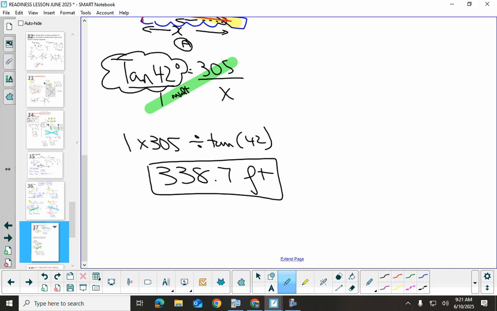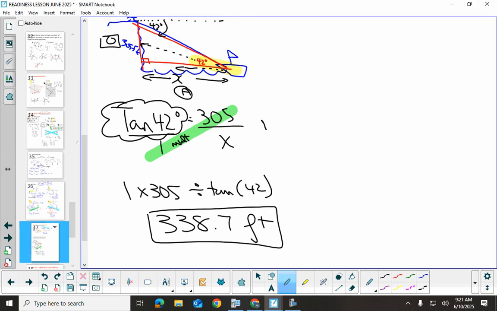So again, what you're being marked on is your setup and your answer. You do not need to show me how you're button pushing into the calculator.